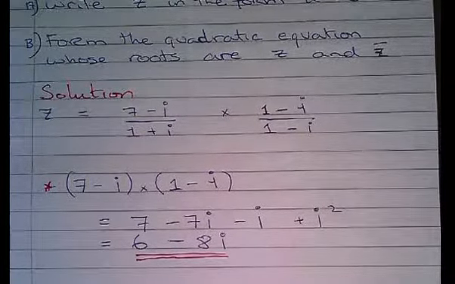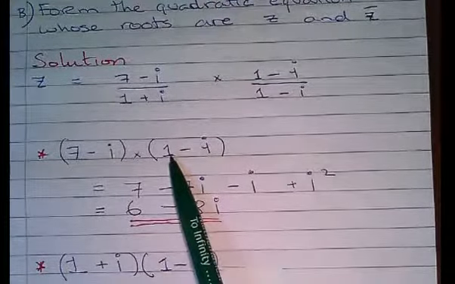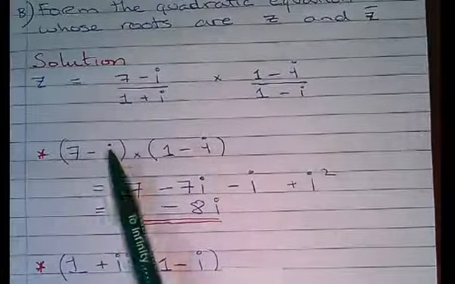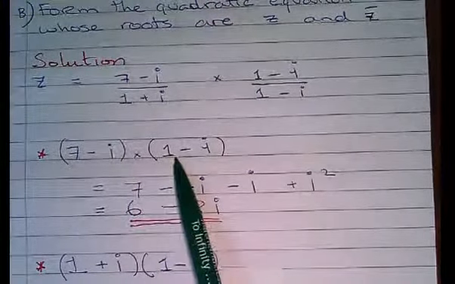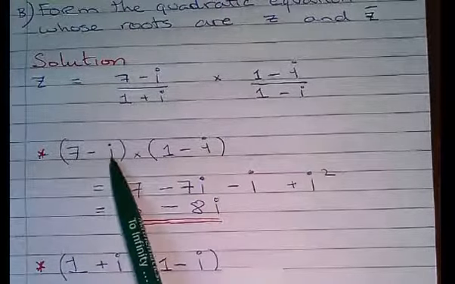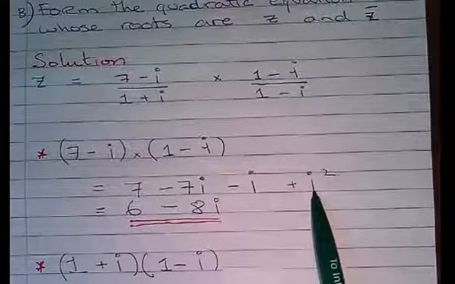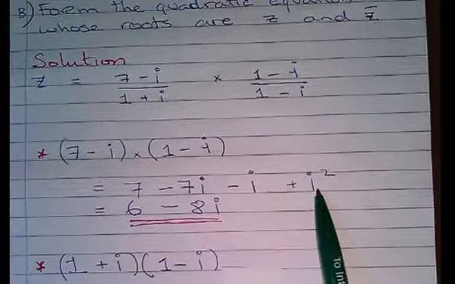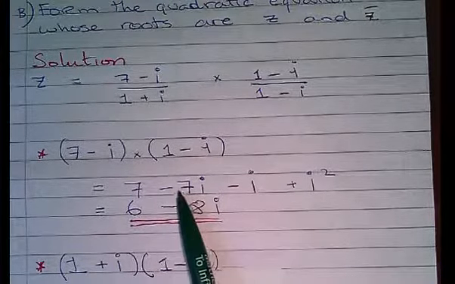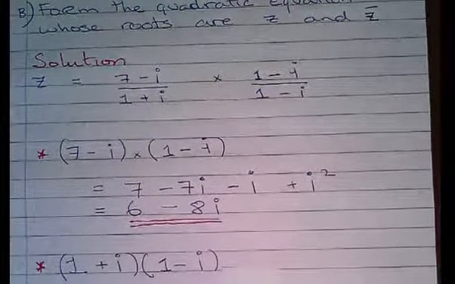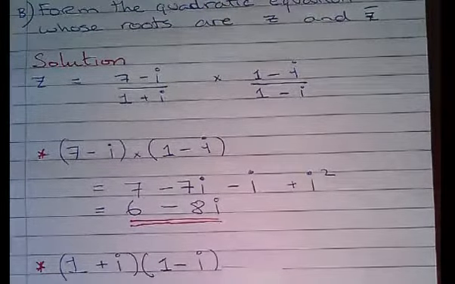Okay, so for the numerator, we have 7 minus i times 1 minus i. So 7 times 1 minus i gives us 7 minus 7i, and minus i times 1 minus i gives us minus i plus i squared. Plus i squared is equal to minus 1. Okay, so we have 7 minus 1, that gives us 6. Minus 7i and minus i gives us minus 8i when we add them together.